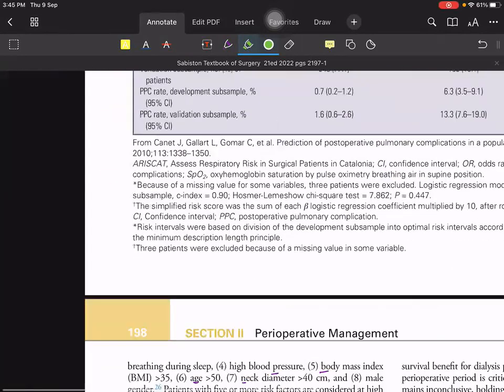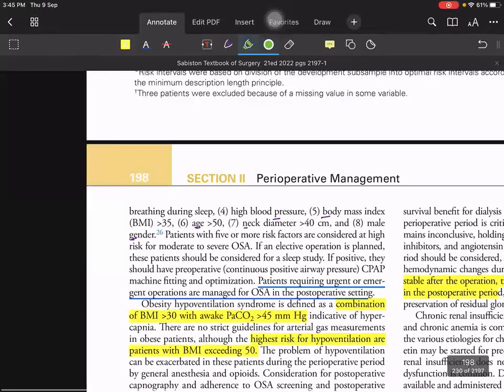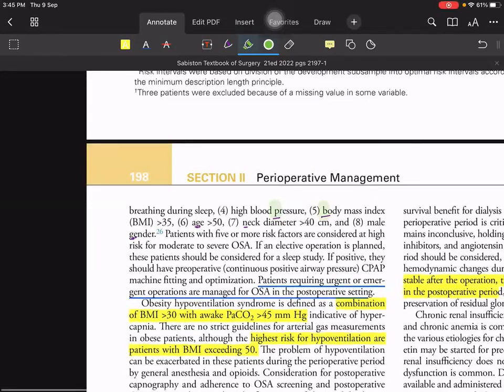That is one point, and high blood pressure. So P is pressure, blood pressure. And what is BANG? B is BMI more than 35, A is age more than 50, N is neck diameter more than 40, and G is male gender. This is your STOP-BANG. This can be asked as an MCQ.